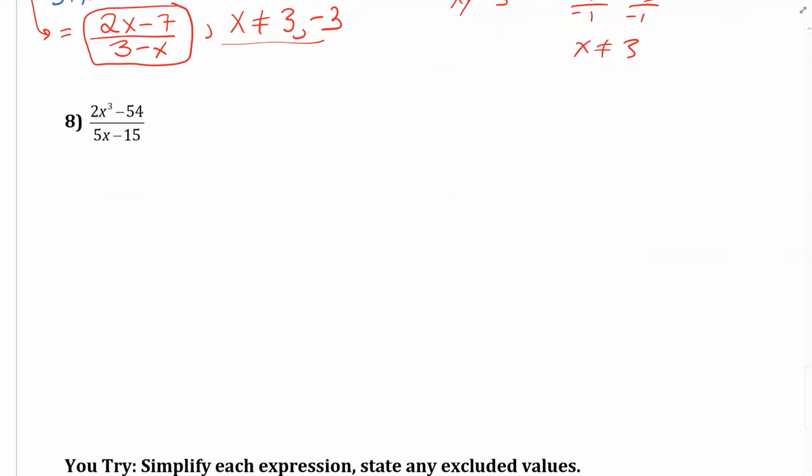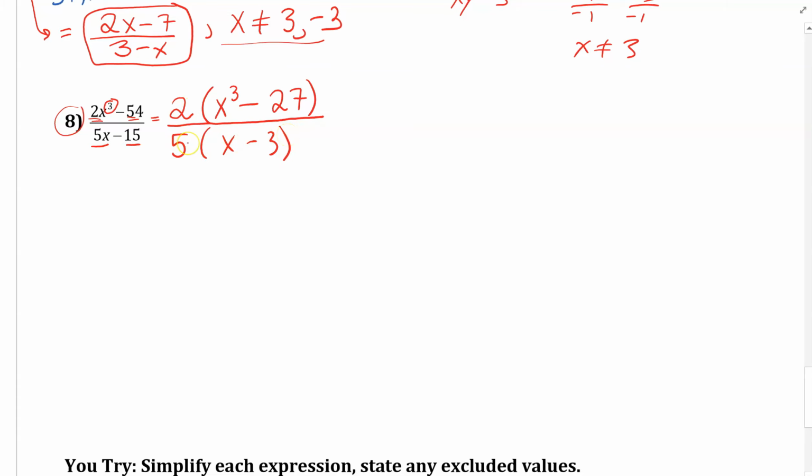So last but not least, we've got number 8. And again, the factoring gets a little bit more challenging because I have an x to the 3rd. So that's going to require something from Unit 2b. Now remember, when you're factoring, you always want to look for a GCF. And I notice in the numerator, I've got a GCF of 2. So I'm going to factor that out. So 54 divided by 2 is 27. Okay, so I took 2 out of the numerator. In the denominator, I notice a GCF of 5. So I'm going to factor that out, and I get 5 times the quantity x minus 3.